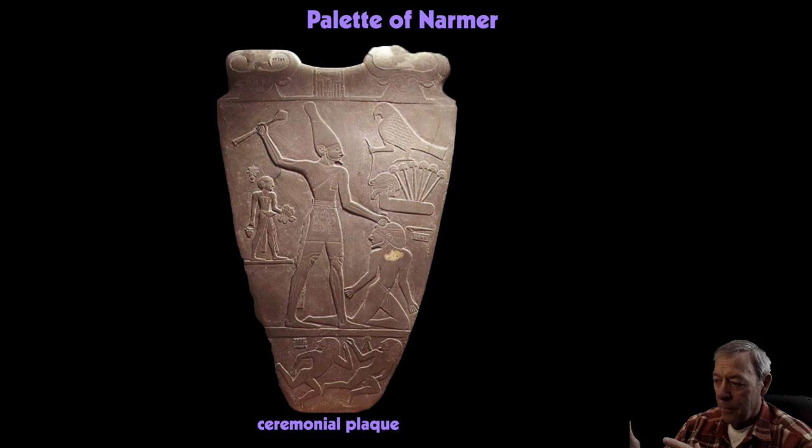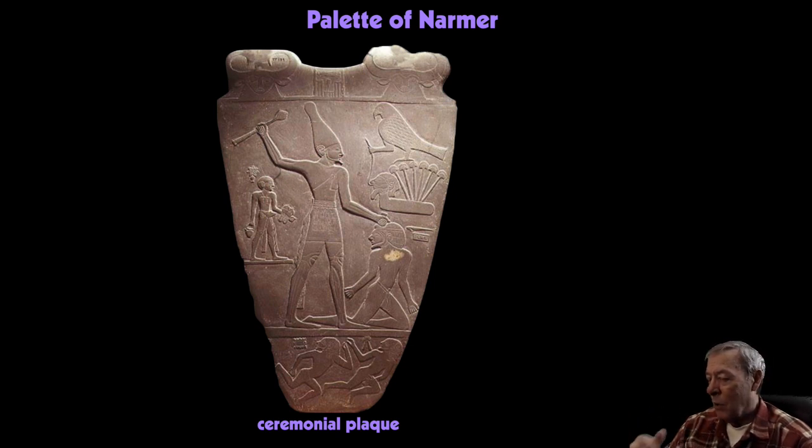Okay, so this is called the Palette of Narmer. And what you see on it is a pharaoh in the striking pose, like we talked about earlier, represented as dominating his foes. So we want to take a closer look at this palette because it's a very important work of art in Egyptian history. So the so-called Palette of Narmer.